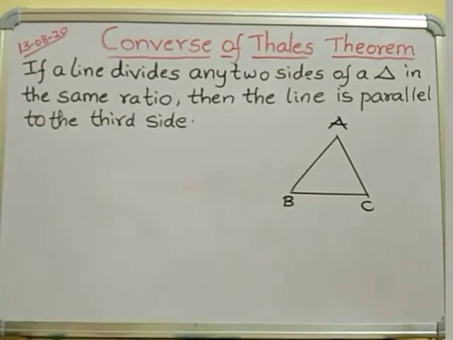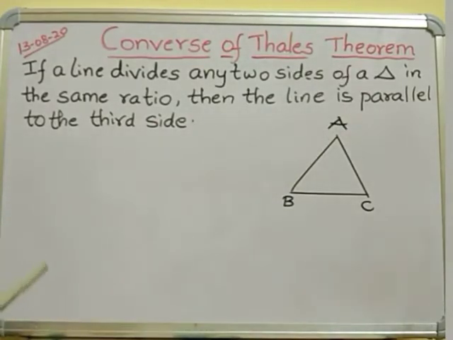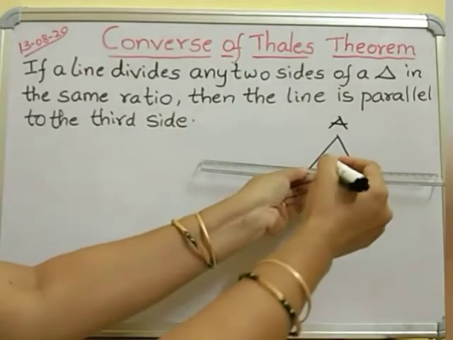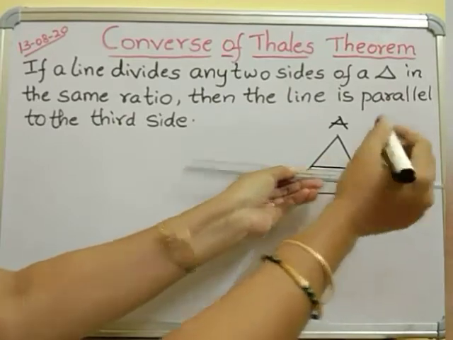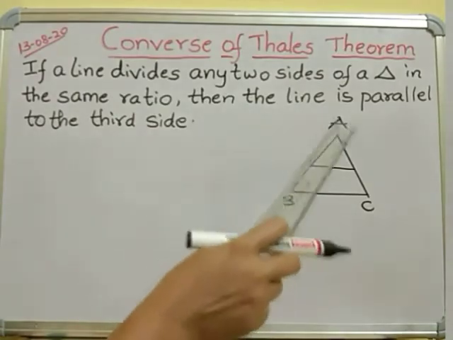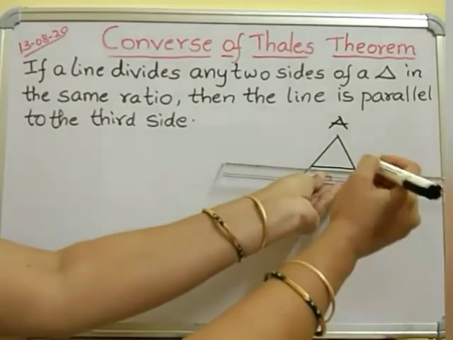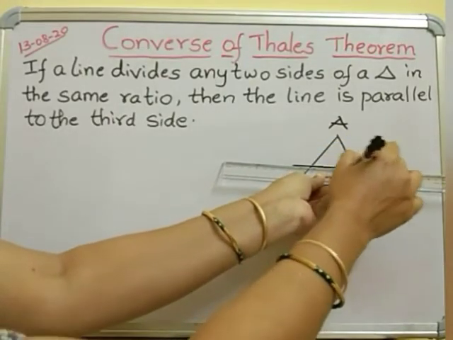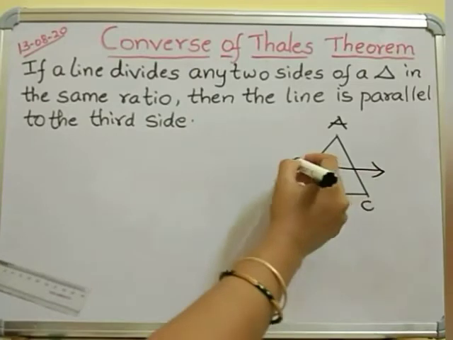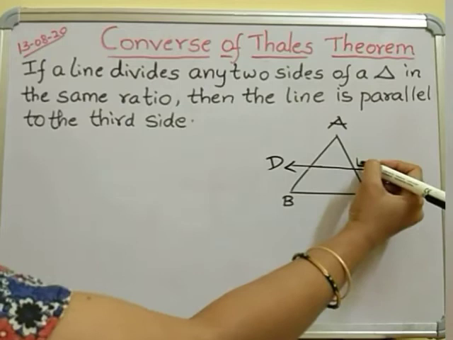Then what is given? If a line divides any two sides of a triangle in the same ratio. So I am going to draw a line which divides any two sides. So here AB and AC are divided by the line, that is, I will extend this because it is a line. You can see, I will name it as D and E.